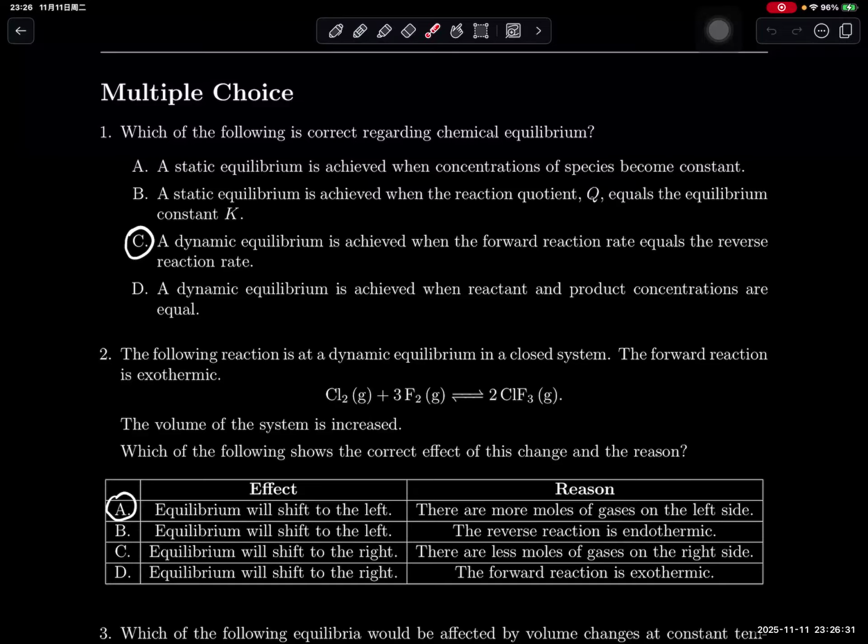D is wrong because it says a dynamic equilibrium is achieved when reactants and product concentrations are equal. Not necessarily true. Okay. Question 2.